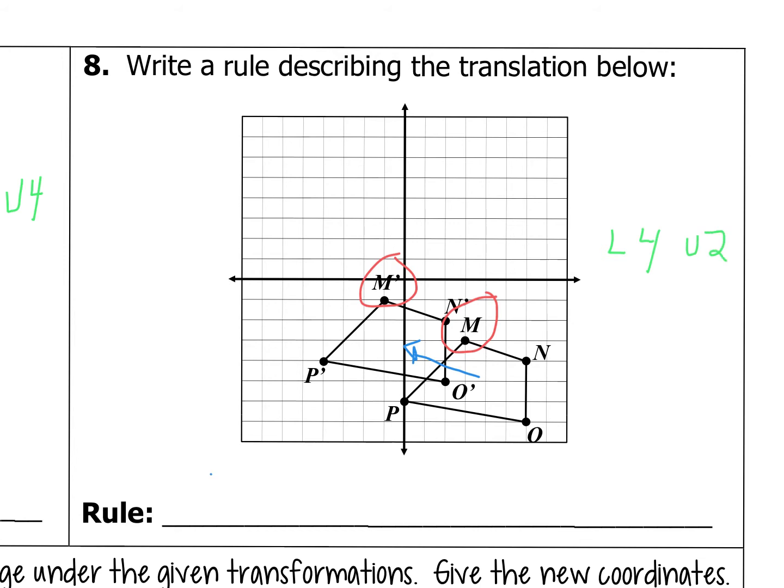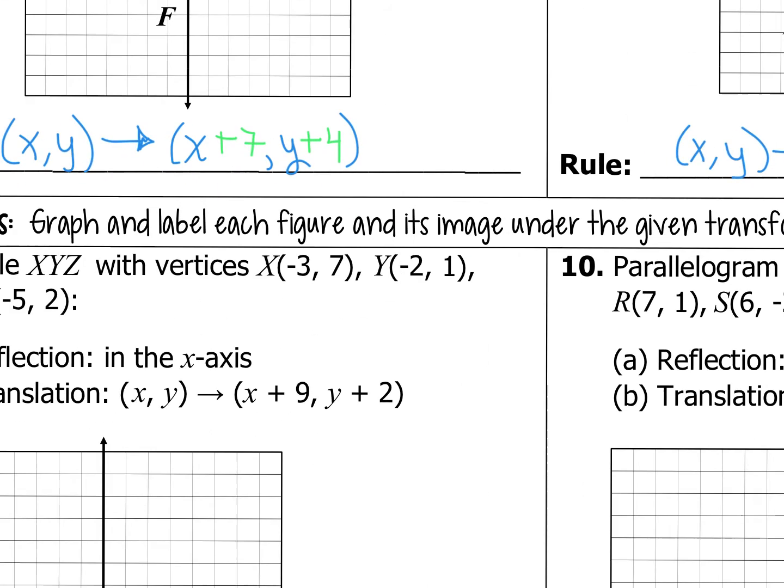So for your notation, x comma y, arrow for the translation, and then for each of your x's, we're going to go left 4. Since it's left, that's a minus 4. And then comma for the y, since we're up 2, that's a positive direction, so plus 2, and in parentheses. So that's not bad. Pretty easy, right?